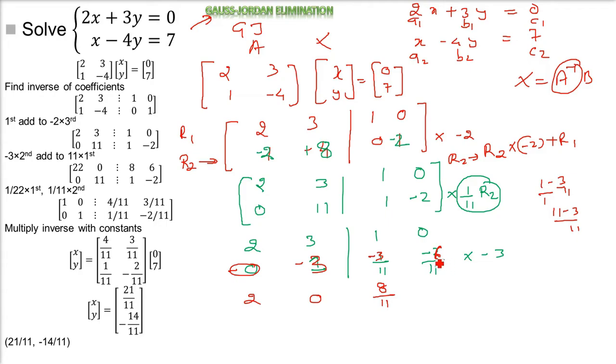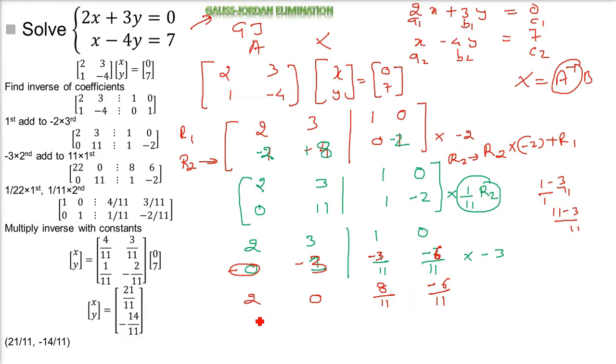Please remember it's 6 by 11, not -6 by 11. I'll just change it because we have multiplied by -3, it is going to change as 6 by 11. So it is 6 by 11, not -6 by 11. Okay, so this is your first row.